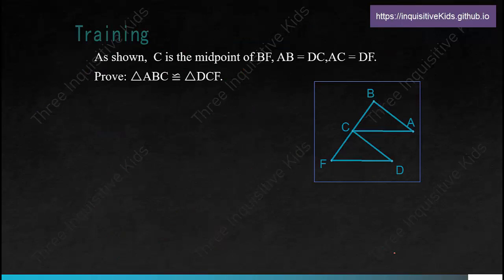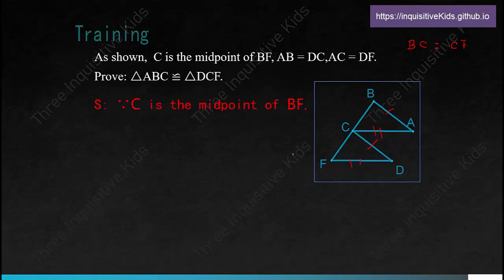So here's some training. As shown, C is the midpoint of BF. AB is equal to DC. AC is equal to DF. Prove if triangle ABC is congruent to triangle DCF. So C is the midpoint of BF, so BC is equal to CF.